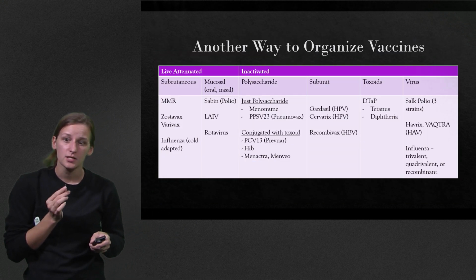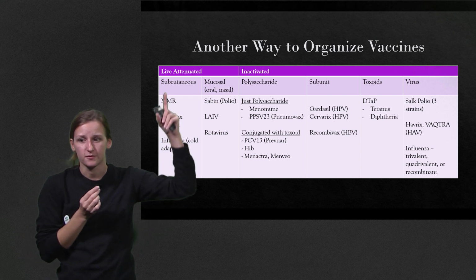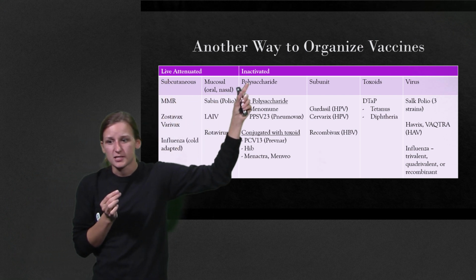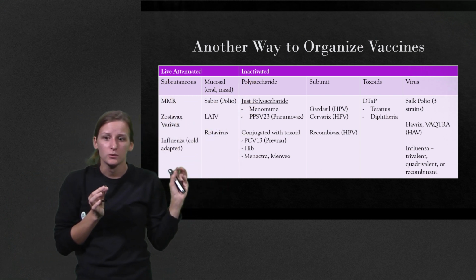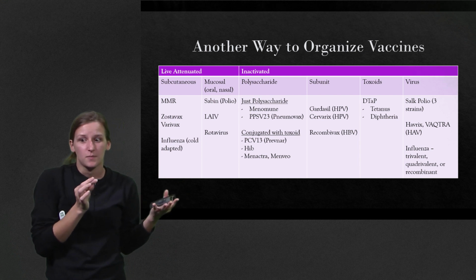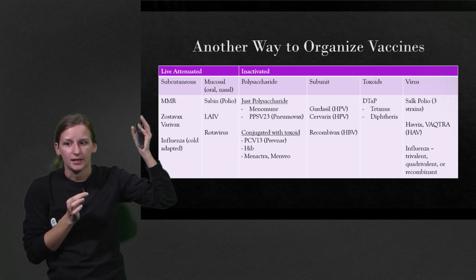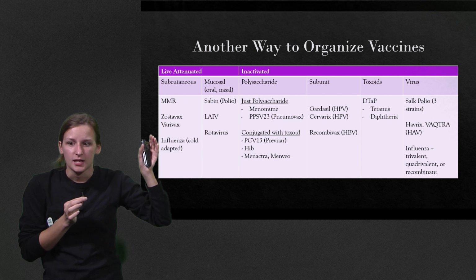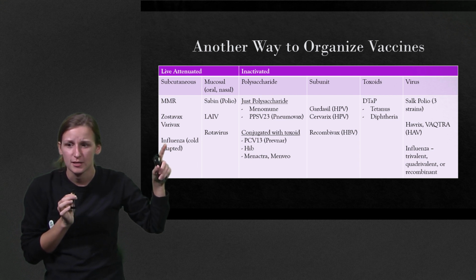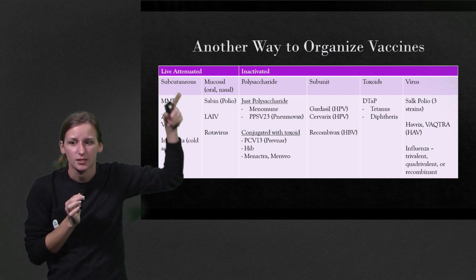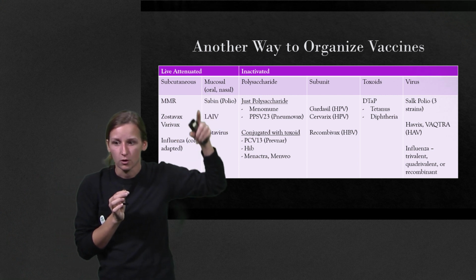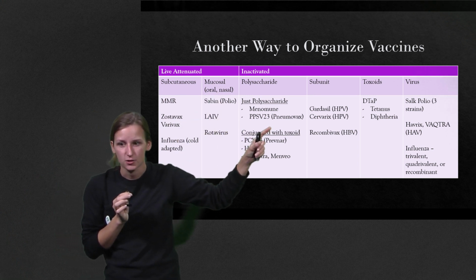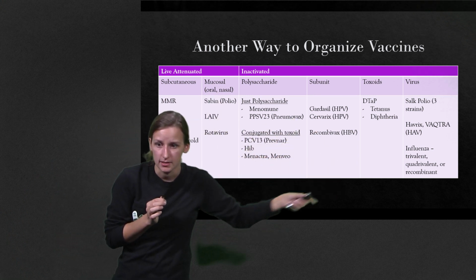All right, so here's another way to organize the vaccines based off live attenuated versus inactivated. If you learn better by charts, this might be good for you. So I put it by subcutaneous. Actually, I'm sorry, I think that needs to be intramuscular. So this is injectables rather. This one's oral, mucosal, polysaccharides, subunits, toxoids, and viruses.